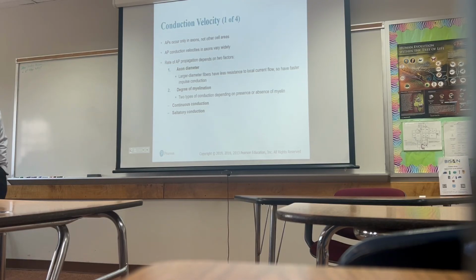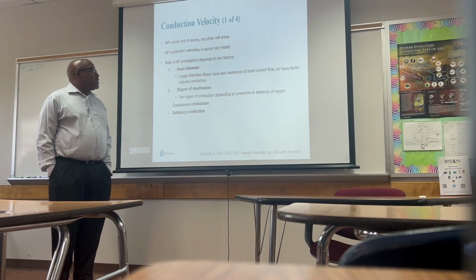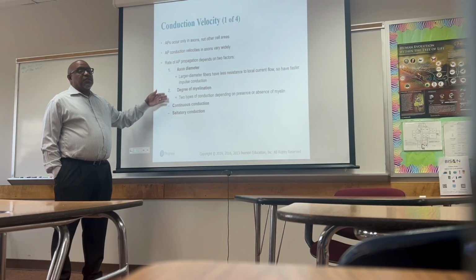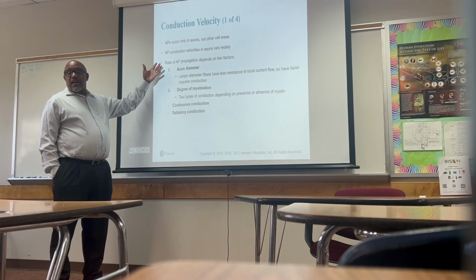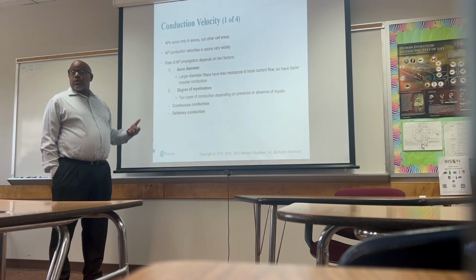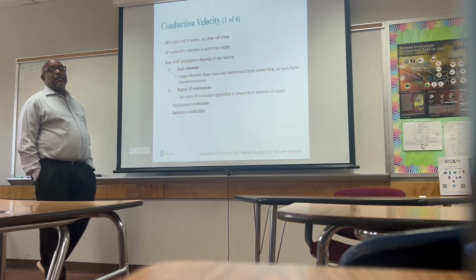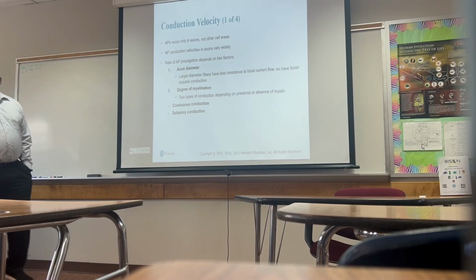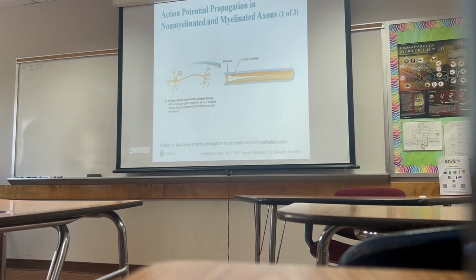All right. Propagation, or in other words, how fast an action potential moves, has to do with the axon diameter and the degree of myelination. The greater the diameter, usually the faster the signal. The more myelinated it is, usually the faster the signal. Continuous and saltatory, what you saw in the video or what you heard in the video. Continuous is non-myelinated axons. Saltatory is myelinated axons. And that just again explains continuous and saltatory.